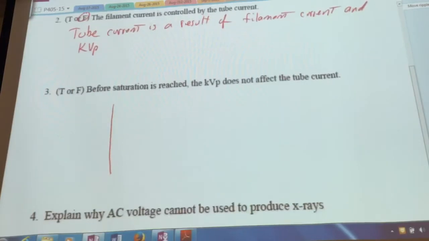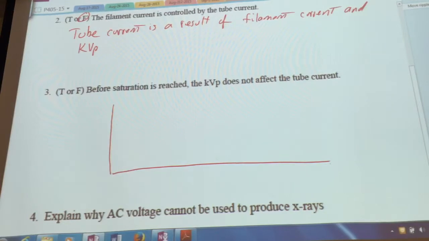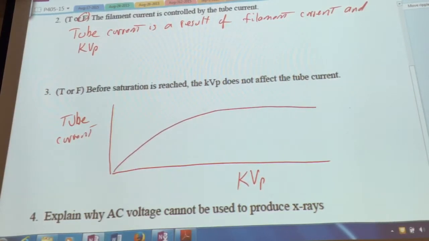Why don't you say before it reaches saturation, the kVp does affect it. Okay. So you're remembering a curve that looks something like this, right? Or this is some filament current. You have it on the last page? It's on the third page. So what is the region before saturation is reached? Space charge limited. Before saturation, how do you identify before saturation? Before it levels out, that's all you need. So this is the region before saturation.